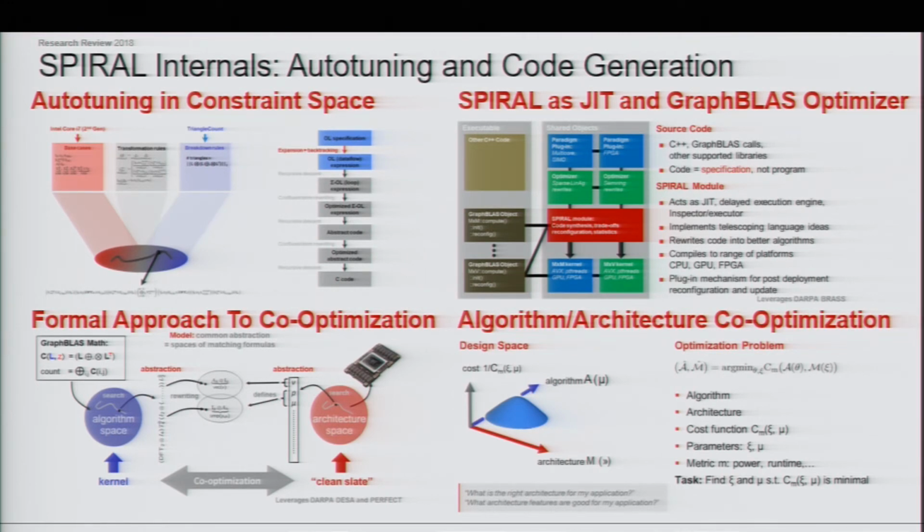You have the formal approach to co-optimization, so you basically have now a squiggly line here and a squiggly line here, and you can attack the question, what's the right hardware for the software, what's the right software for the hardware, what's the right joint solution. Once you can do that, you can do architecture algorithm co-optimization, where you say, find me the argmin of a cost function that involves the algorithm and the hardware. Go off and do that optimization for me.